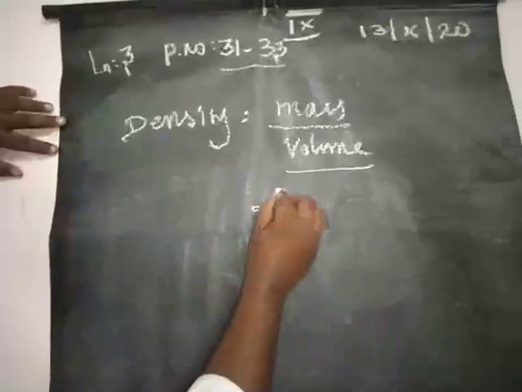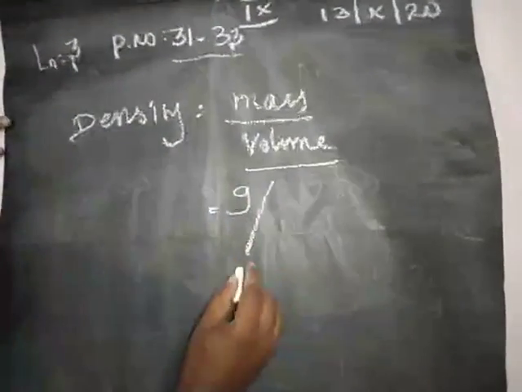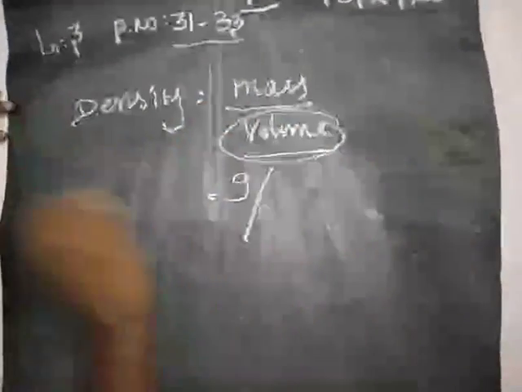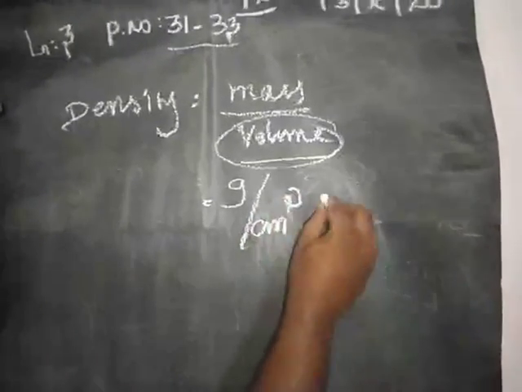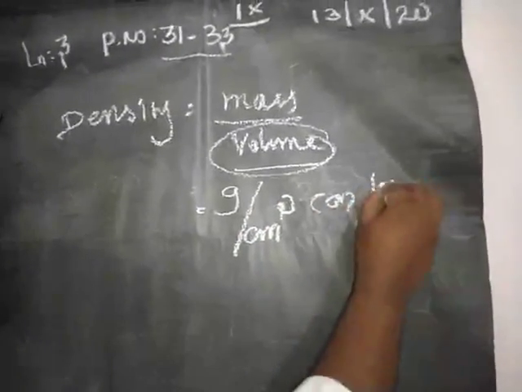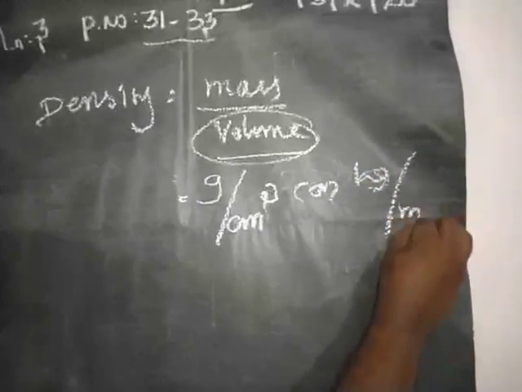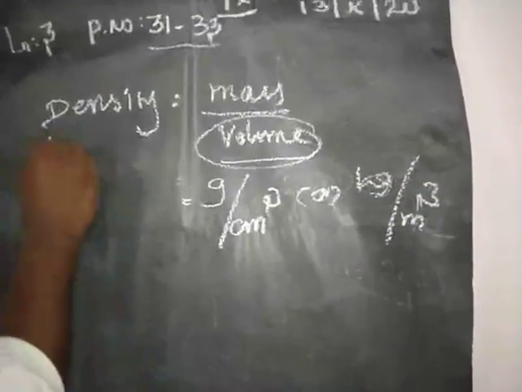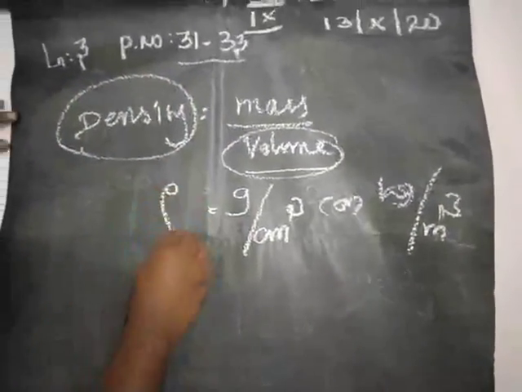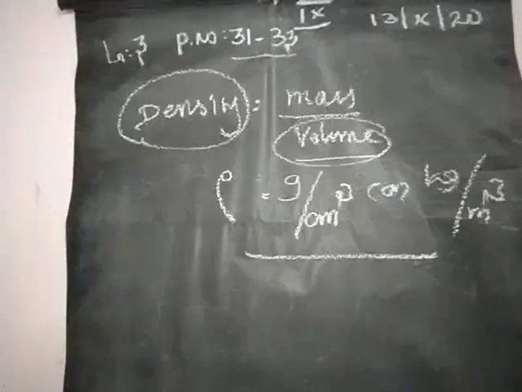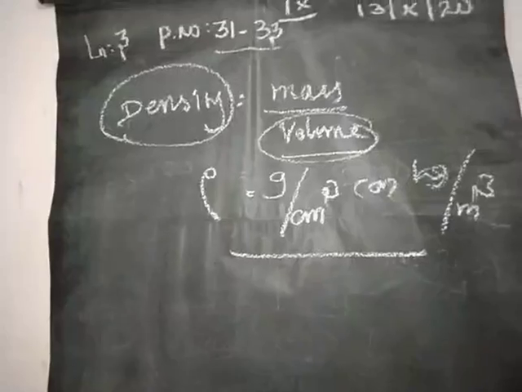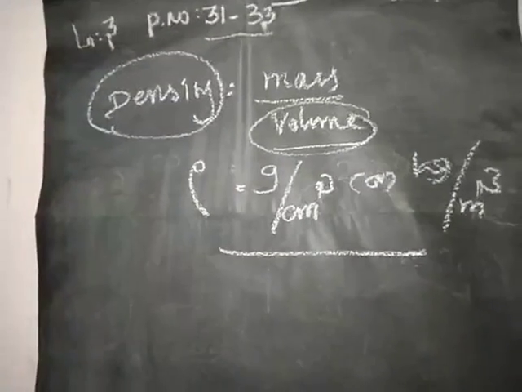So the formula is gram per volume. If you are using gram, then centimeter cube. If you are using kilogram, then meter cube. What is the symbol of density? Rho. This is the small information about density. Next one, relative density.